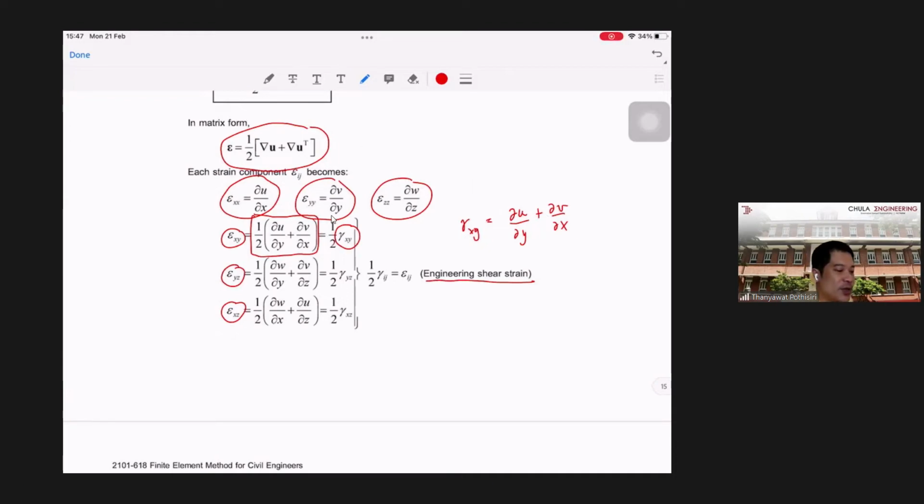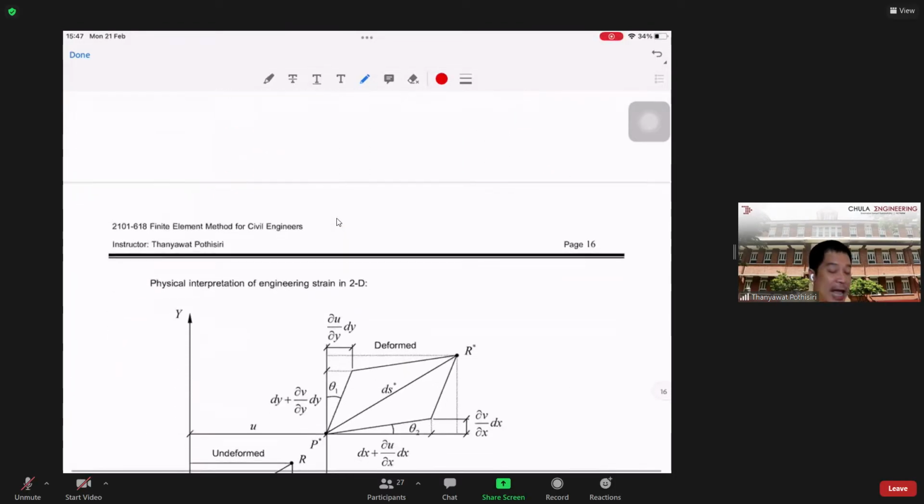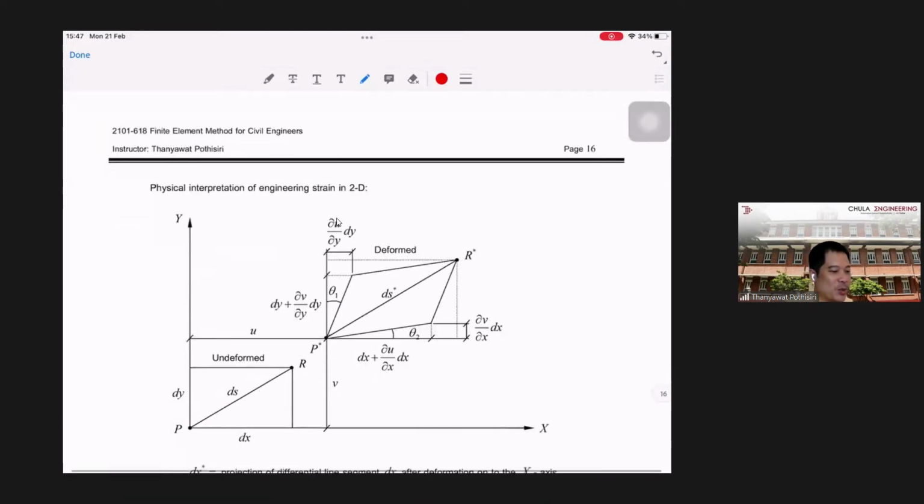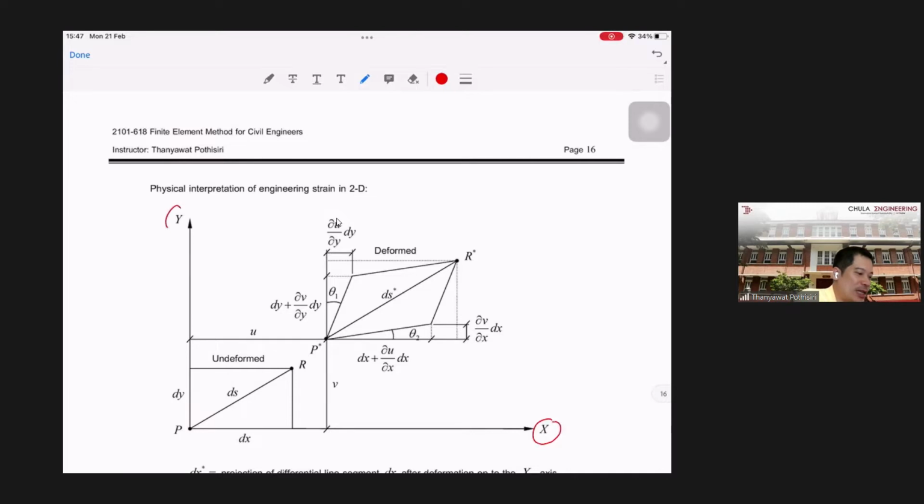Okay. If you try to look at the actual deformation that is going on inside a body, for example, a two-dimensional case like this, or a plane case. Suppose we look only in a plane XY. So in this XY plane, you would have displacement function u representing the displacement in X direction, right? And displacement function v representing the displacement in Y direction.